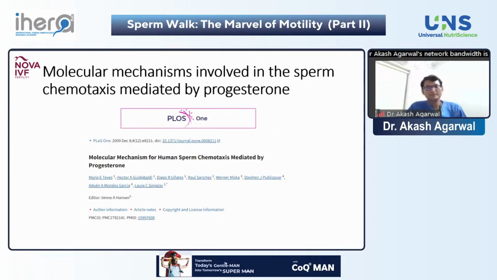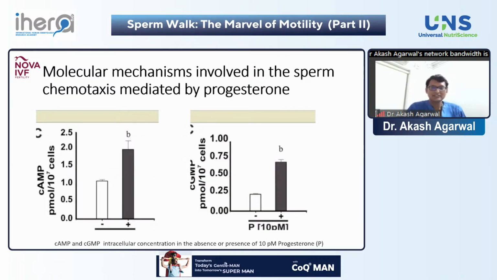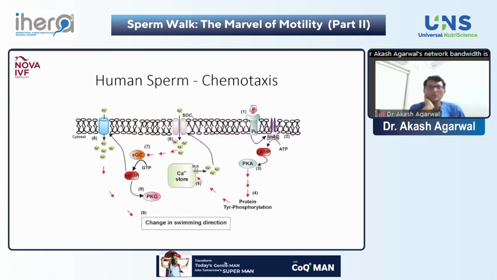The basic mechanism for sperm chemotaxis, which is mediated by progesterone in humans, was elucidated by Maria Tevis and the team over here. And they have shown this in the schematic representation as such. You can see the progesterone will bind to a transmembrane receptor, the progesterone receptor, which is present over there, and it will cause an activation of the transmembrane adenyl cyclase activity. So basically, it will result in an increase in the cyclic AMP levels.